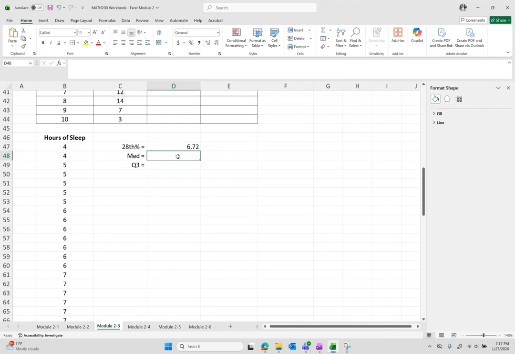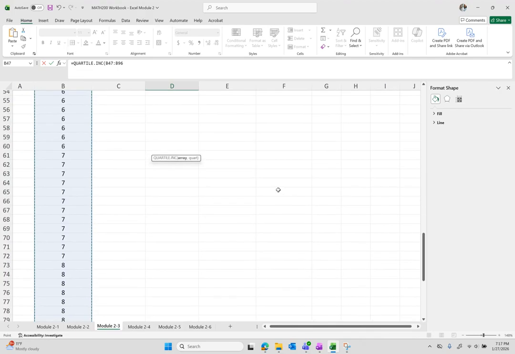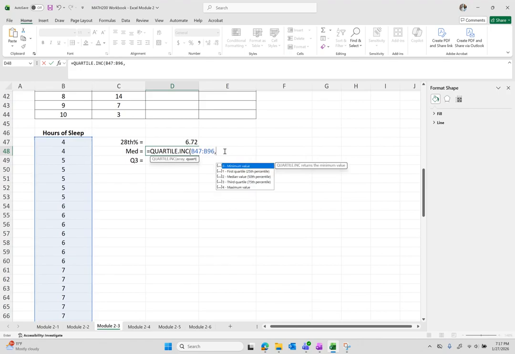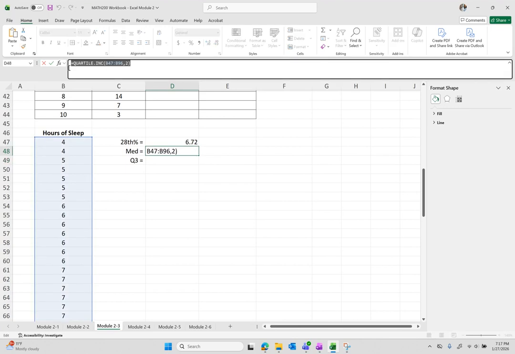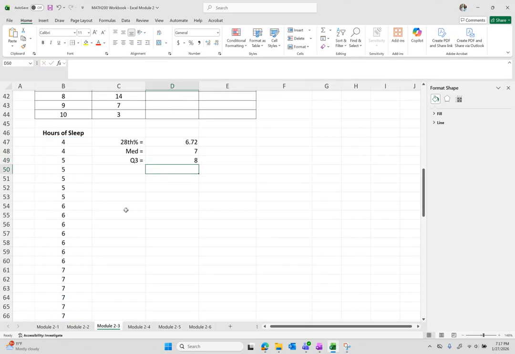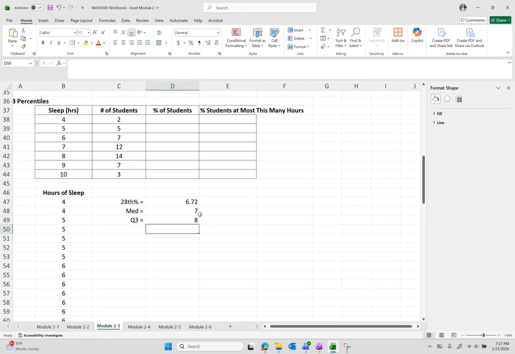So the median equals quartile inclusive, the same array. Remember that it has to be raw data for Excel to do the job, comma, the median is quartile 2, and it will say it is 7. And then I'm going to just copy this formula here for the third quartile, and I'm going to change the 2 to a 3 to find Q3, which is 8. And these agree with the values that I found manually by hand.